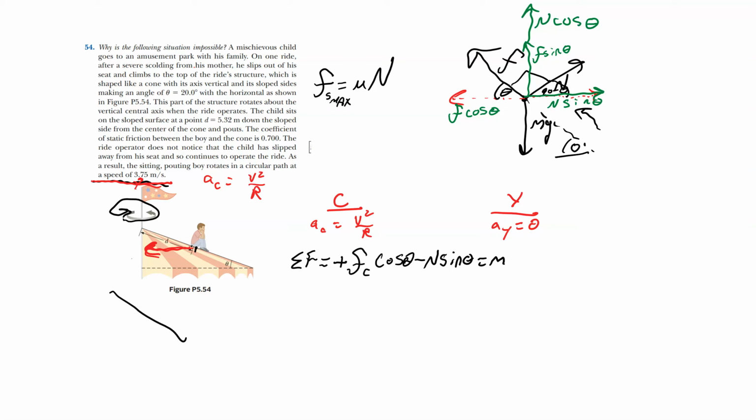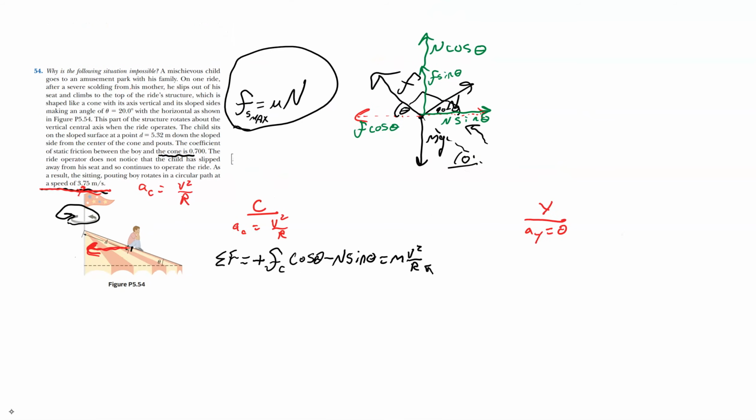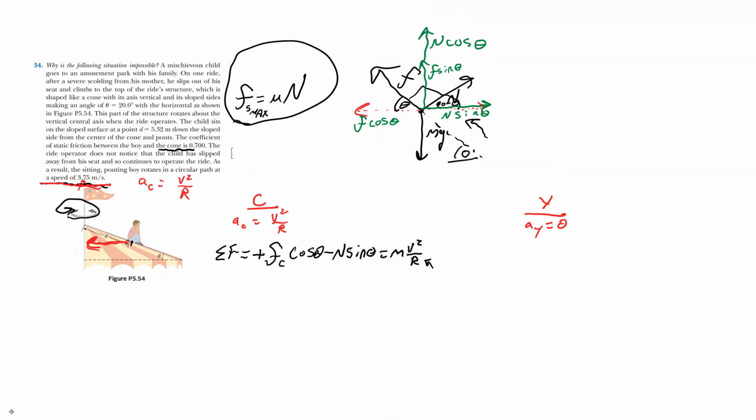So that has to equal m v squared over r. Okay, let's just move this over. Okay, and so now we'll write the forces in the y direction. So n cosine theta, that points up. F sine theta, that points up. And mg points down. And all of that has to be equal to 0.